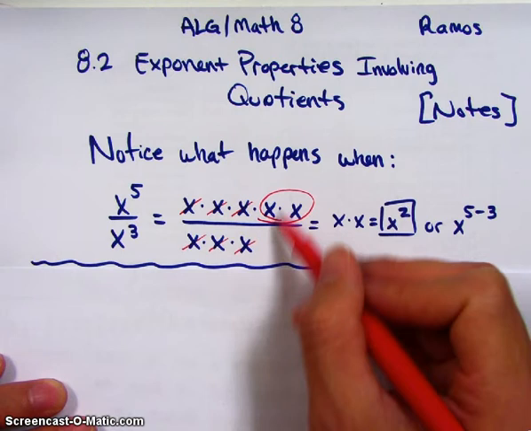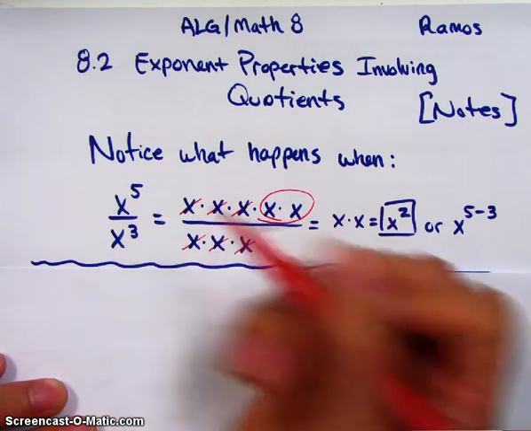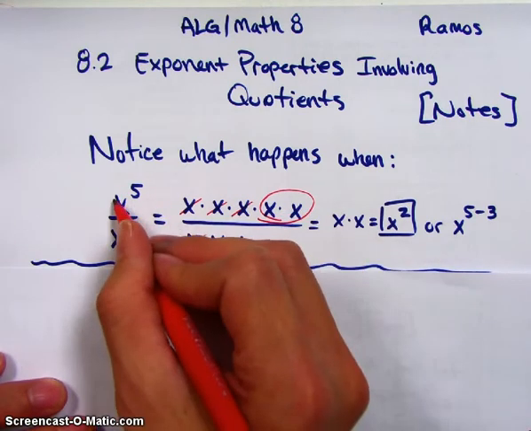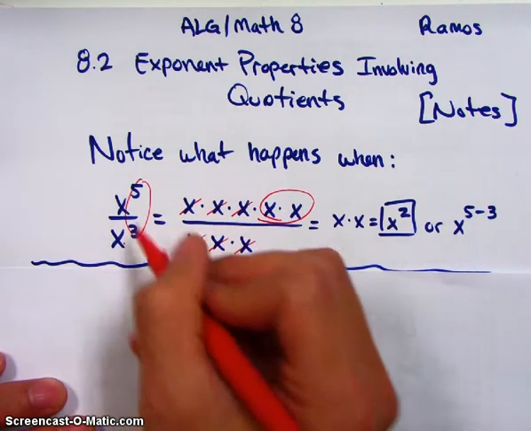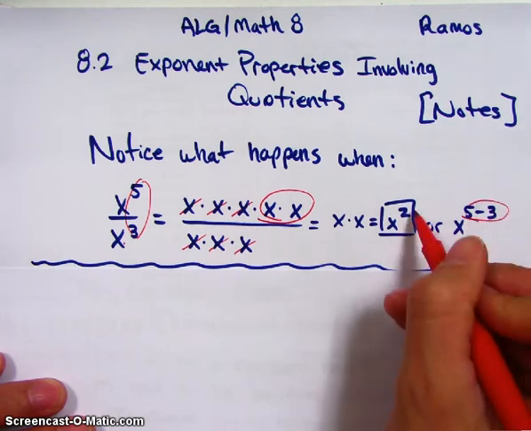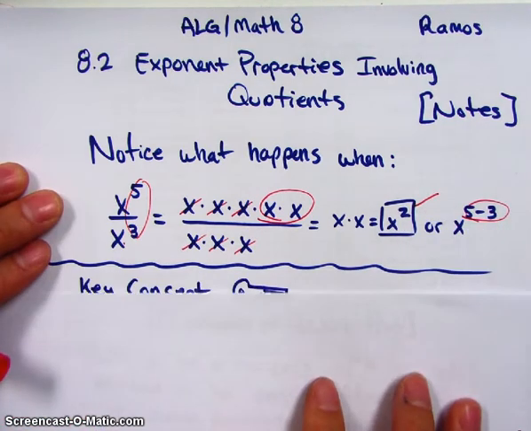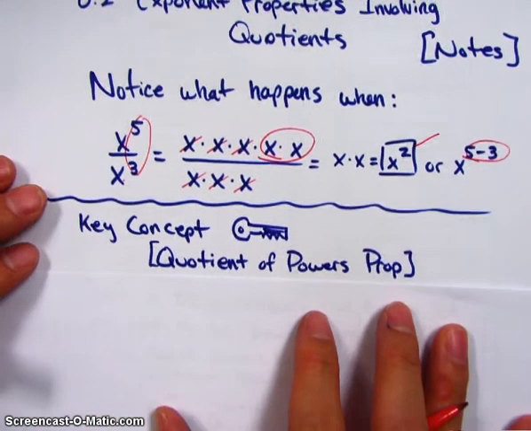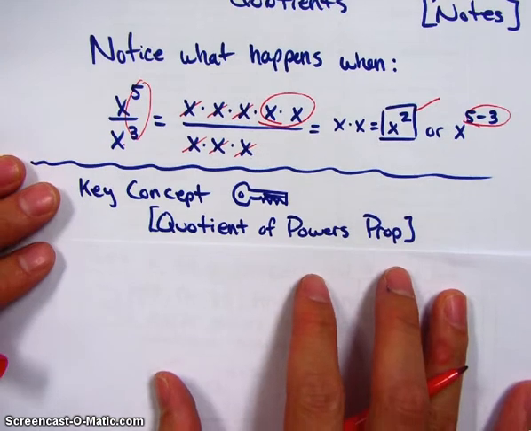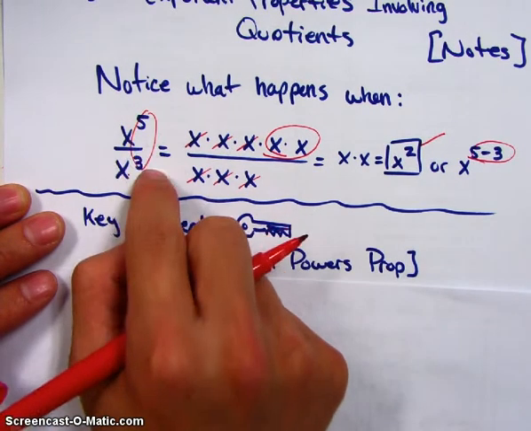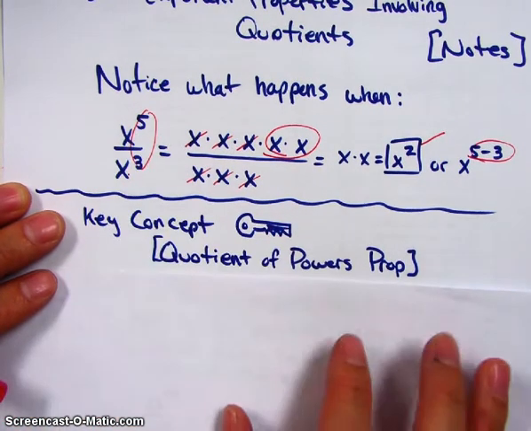Now, instead of doing this the long way, I could just notice that there's a property that says, hey, look, if they have the same base, you just take your exponents and subtract them, and you come up with your answer right here, okay? That property, it's a key concept. I'm going to write this down. It's called the quotient of powers property. Quotient, because you're dividing, of powers, because you're dividing things that have powers.